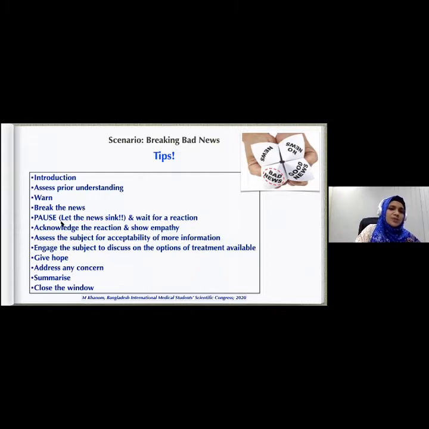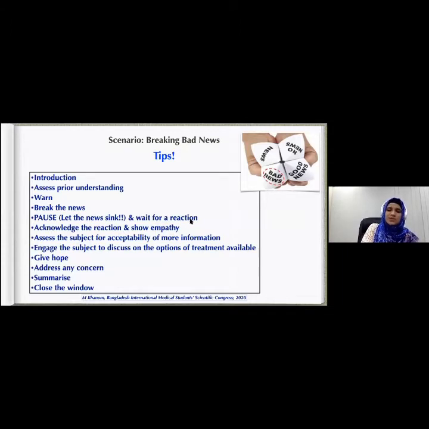Immediately you break the news, you give a pause. Very important, because whenever we listen about a bad news, in the next few seconds or moments, it's not going to be a smooth activities or interactions in our brains. It takes some time to absorb that unexpected news. We must allow the news to sink, and we must wait for a reaction.